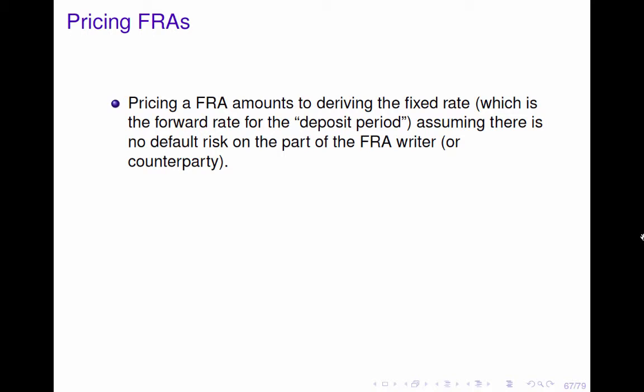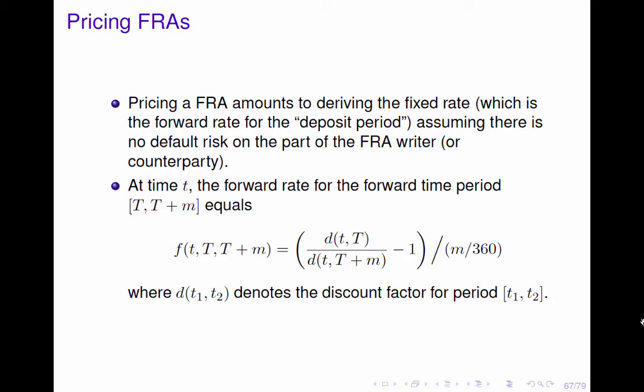Now let's talk about how to price a forward rate agreement, which amounts to deriving the fixed rate, that is, the forward rate for the deposit period. Let's assume that there's no default risk on the part of the forward rate agreement writer. At any given time t, the forward rate for the forward time period from capital T to capital T plus M can be calculated using the following formula, where D(T1,T2) denotes the discount factor for the period from T1 to T2, and it is an annualized rate on an actual over 360 basis.